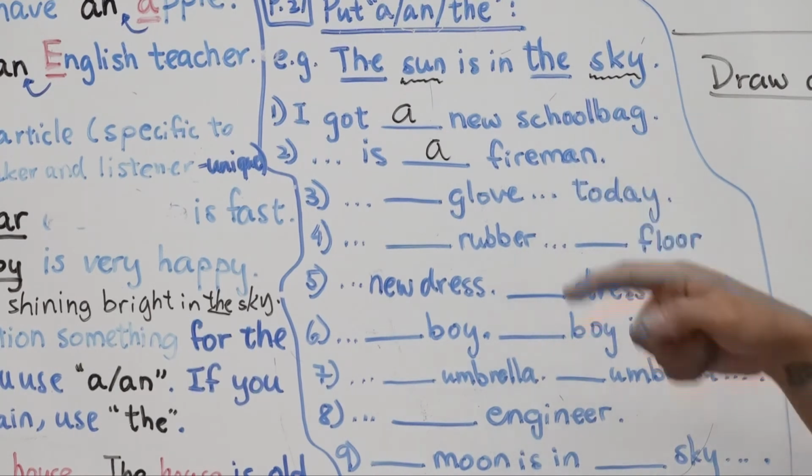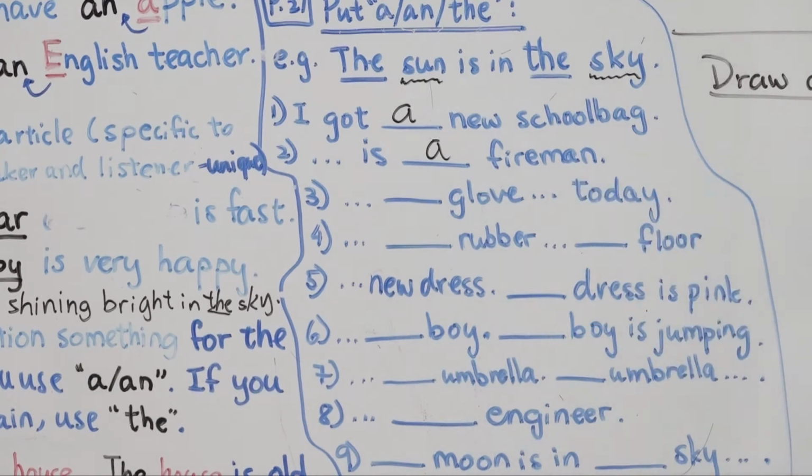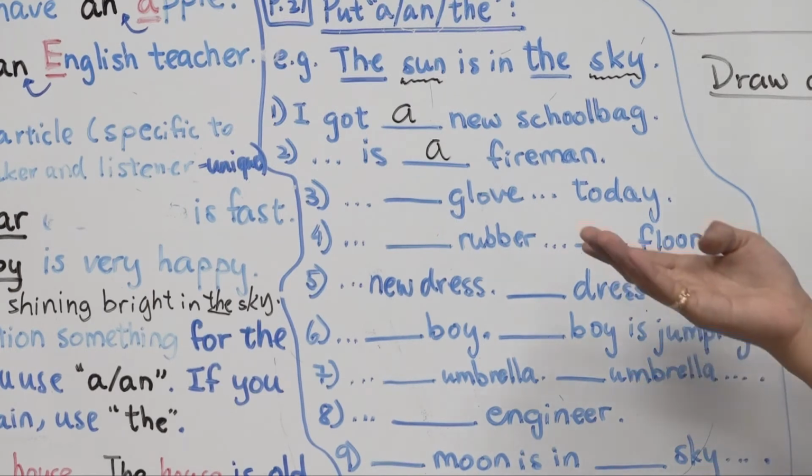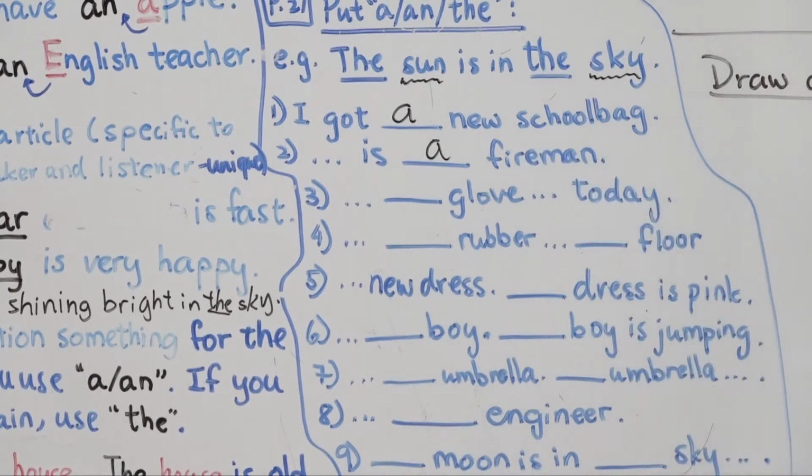And how many firemen do we have in the world? We have more than one, of course. So your father cannot be the fireman of the world, right? It should be he is a fireman. Out of all the firemen, he is also one. He is a fireman as well.